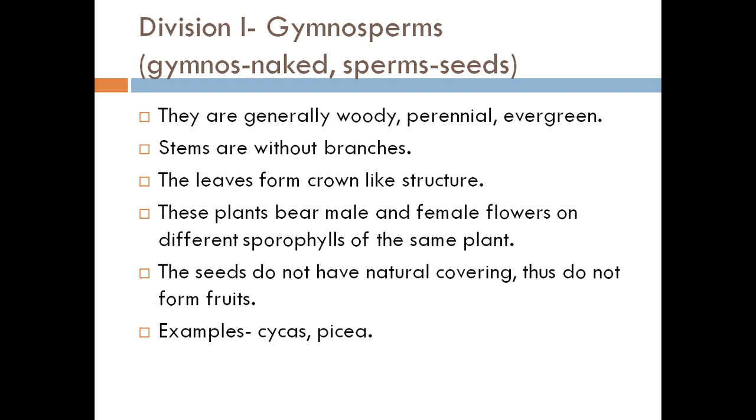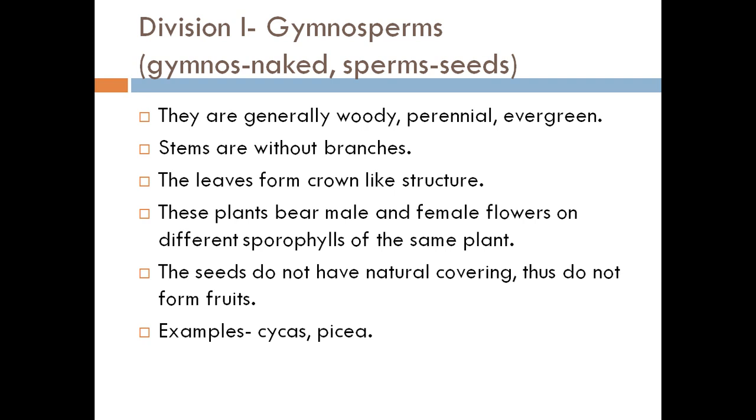You know what is crown? So they look like a crown at the top. These plants bear male and female flowers on different sporophylls of the same plant. That means on the same plant there will be two types of sporophylls. One is called a male sporophyll and the other one is called a female sporophyll. The seeds do not have natural covering, that means they are not covered, and since they are not covered, they are not capable of forming fruits.